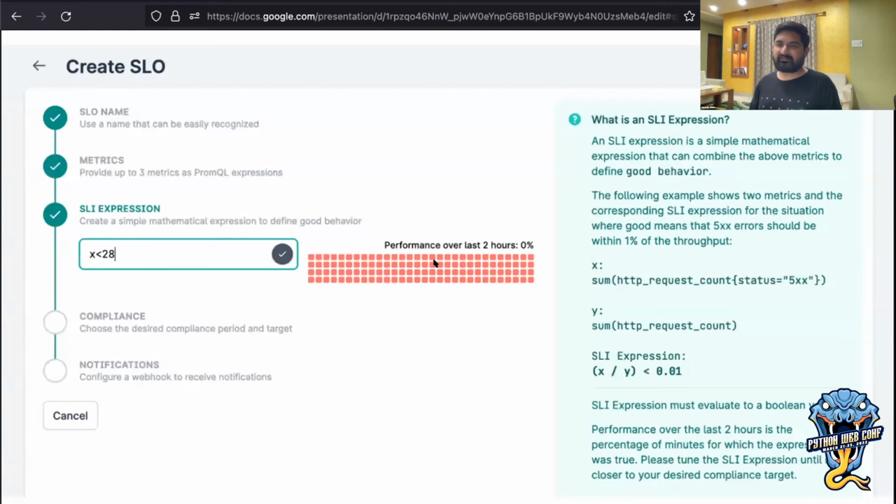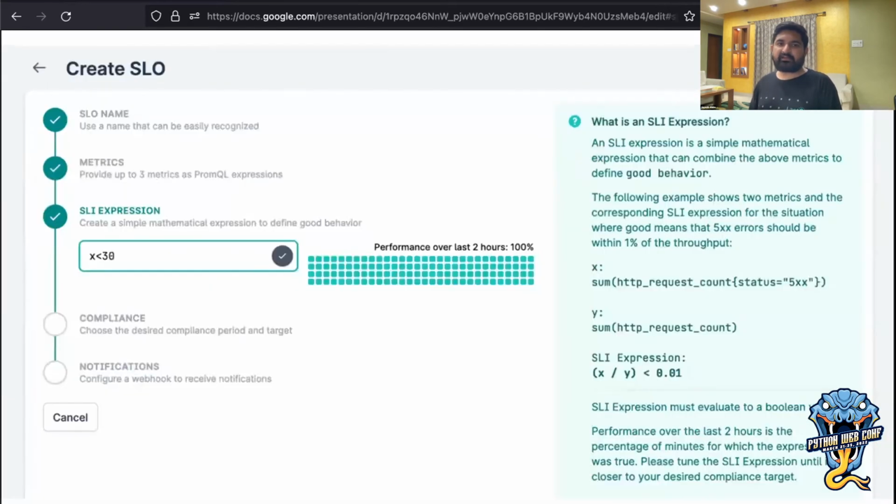Maybe I'm not able to achieve X less than 28 or the sum of up is less than 28. So I went ahead and said X should be less than 30. And I can see for the last 2 hours, it's not breaking, it's 100%. So let's just go with it.